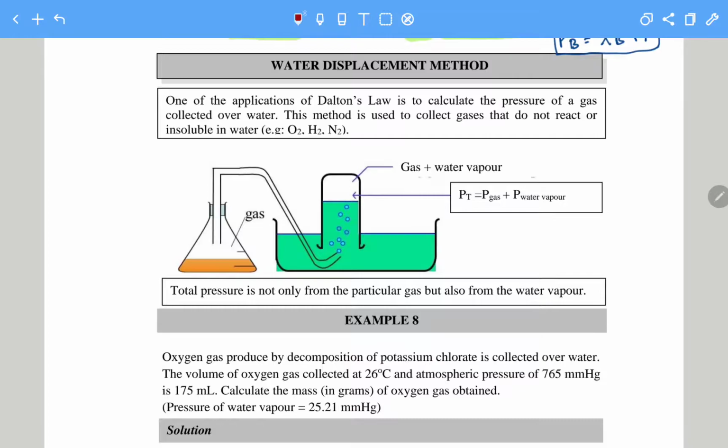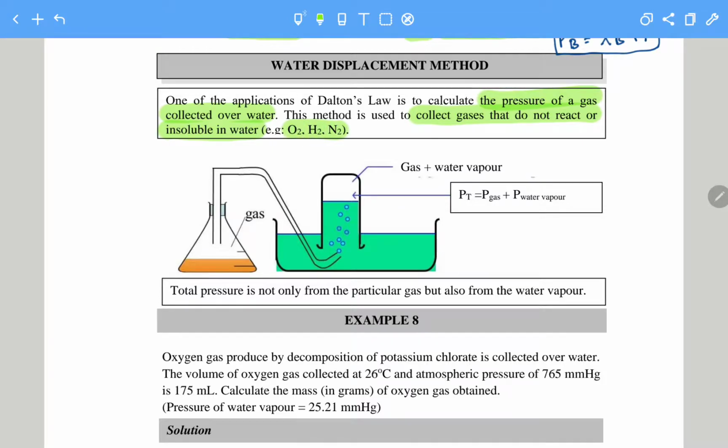So it says here in your module, page 202, one of the applications of Dalton's law is to calculate the pressure of the gas collected over water. So this method is used to collect gas that do not react or insoluble in water. For example, oxygen gas, hydrogen gas, and also nitrogen gas.